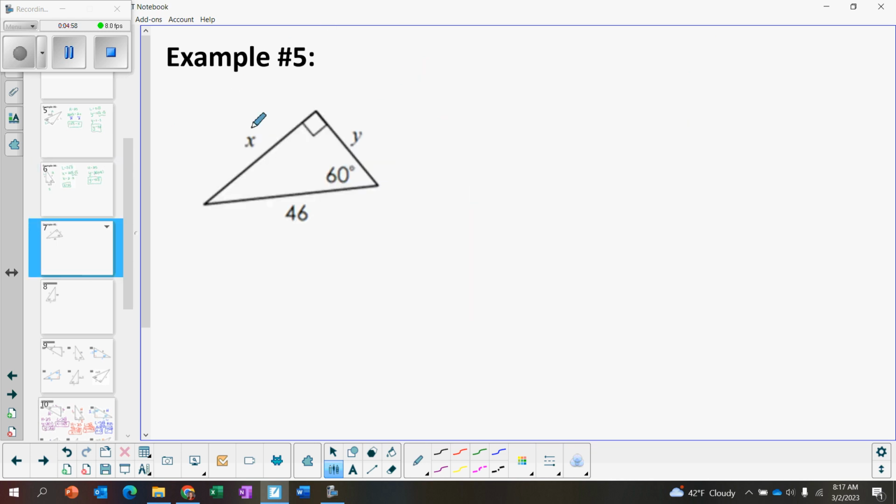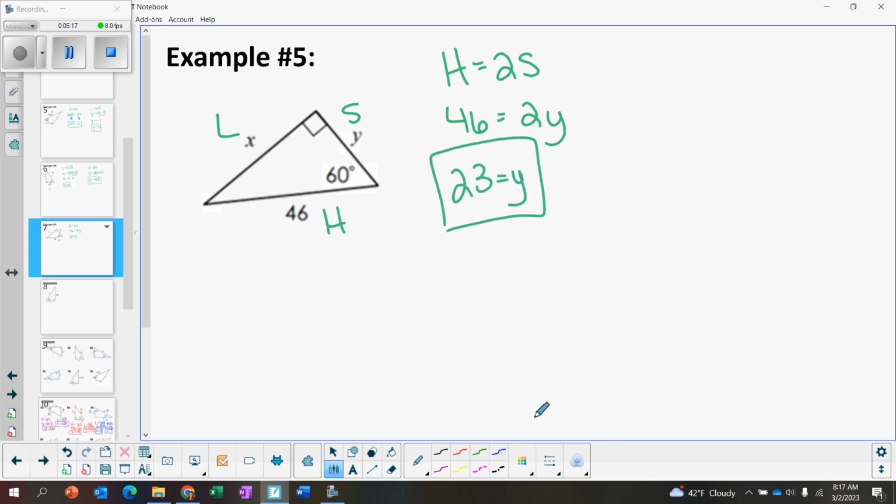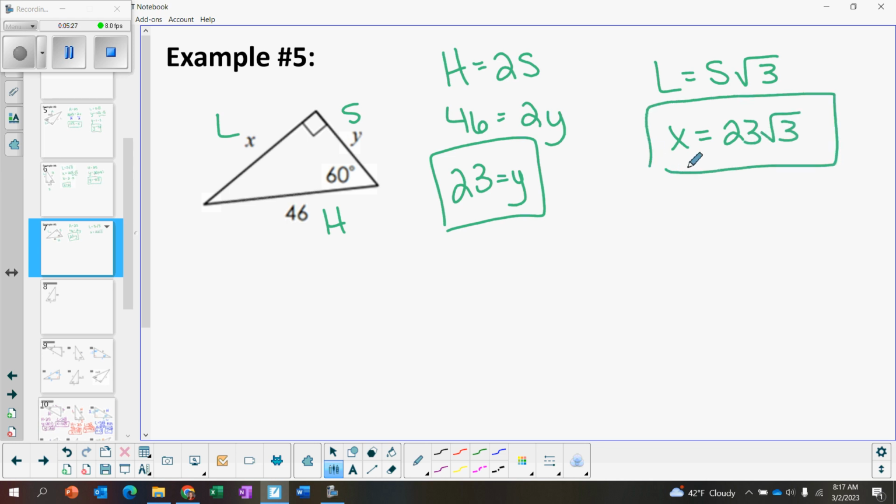All right, so let's just So I have 8 plus 1 there, 8 equals 2s. So 46 equals 2 times y. Divide by 2, we get 23 equals y. And then L equals S root 3. So x equals 23 root 3, and I'm actually done there.